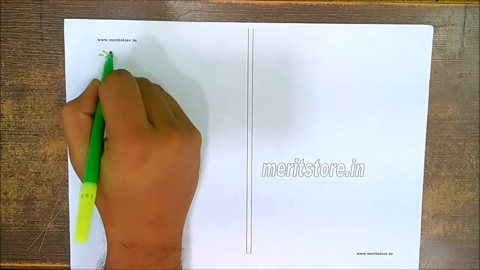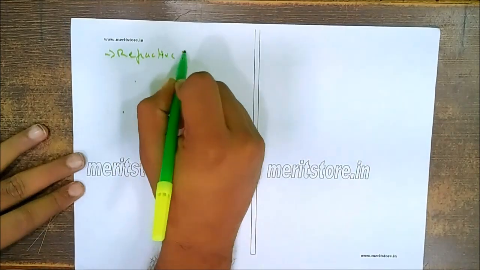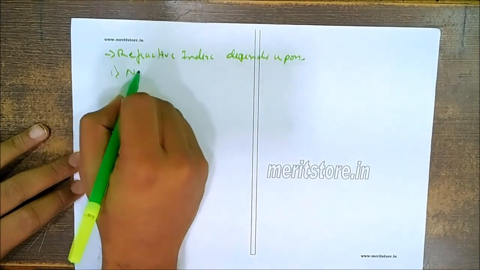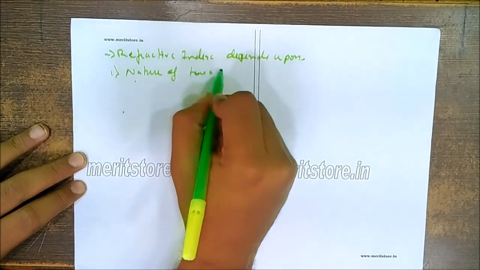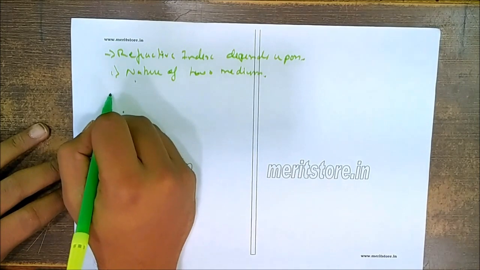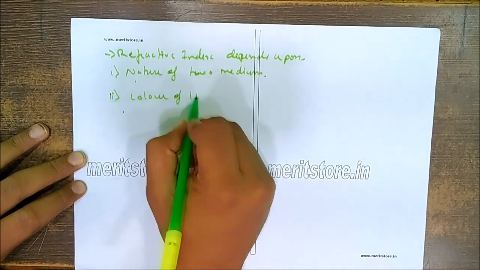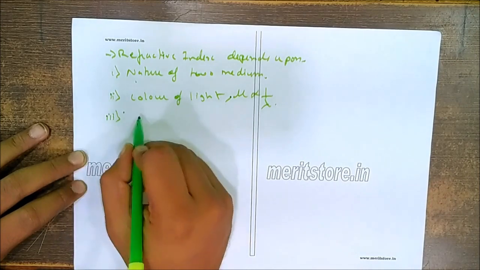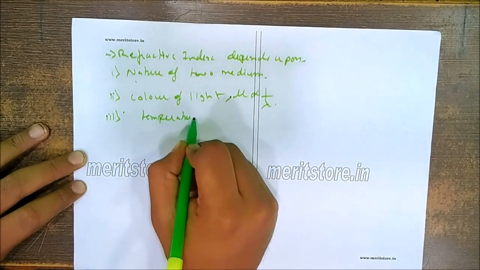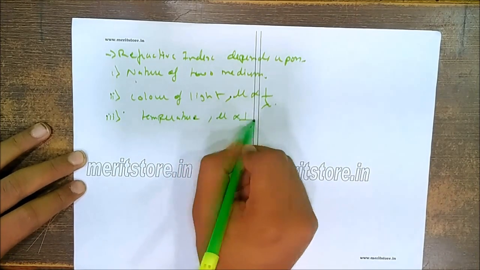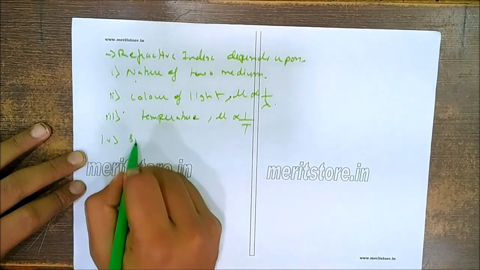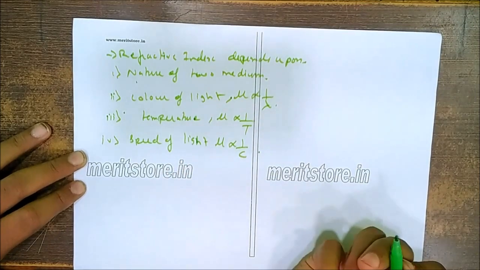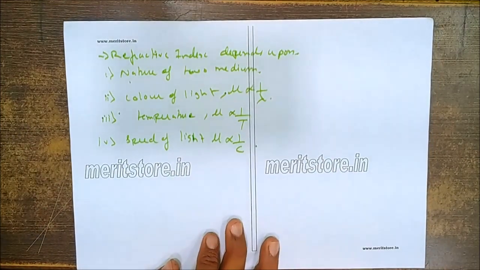We have the refractive index depends upon: 1. Nature of the two media. Then color of light, that means mu is inversely proportional to lambda. Then temperature of the two media, that is mu inversely proportional to temperature, and the fourth is speed of light. Nice. Mu is inversely proportional to c. So that's all the shortcuts of wave theory of light.